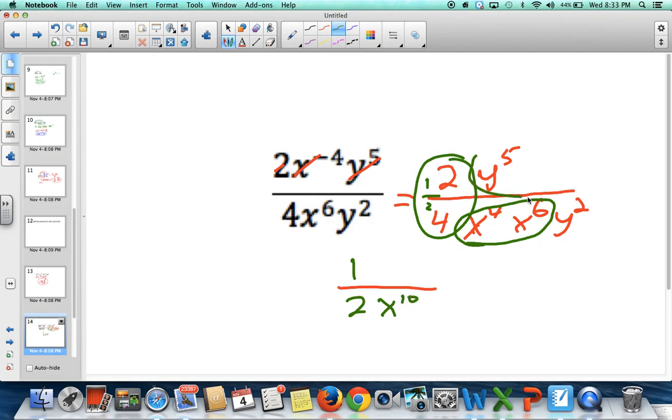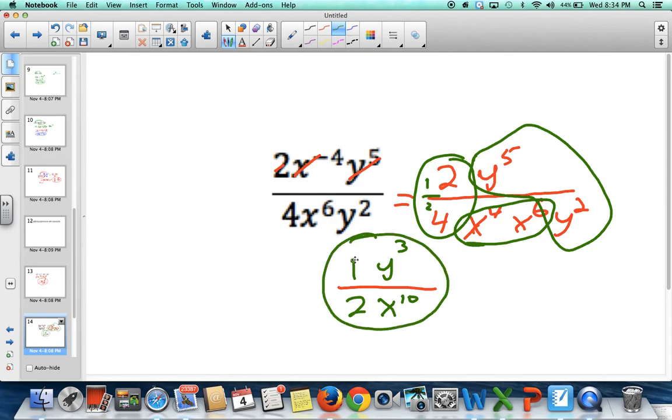The y's, we have a mixture, some on top and some on bottom. So I always ask myself, where are there more y's, on the top or the bottom? And the answer is there's more on top. And the question is how many more? There's 5 on top and 2 on the bottom, so that's 3 extras on top. So y to the third on top. And that's the answer we're going to see. Maybe you don't have the 1 there. That's not necessary.